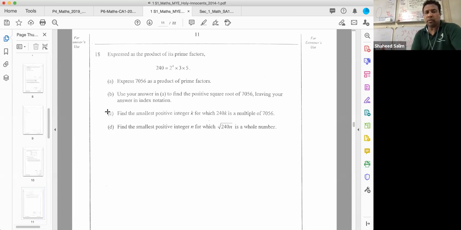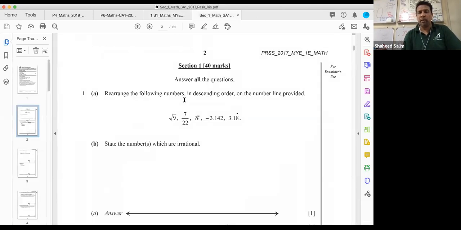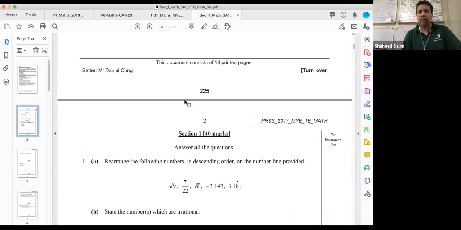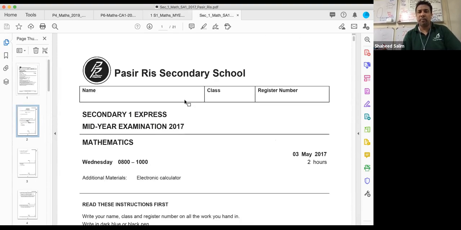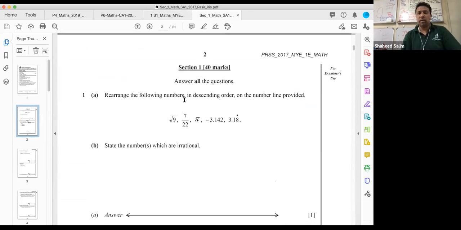Okay, I think these two we will. You all know how to do C and D? If not, we'll move on to something else. Can I move on to something else? I move on to the express paper now. Okay. So now this is the express paper. This is from Paseri Secondary School. Can you try now?